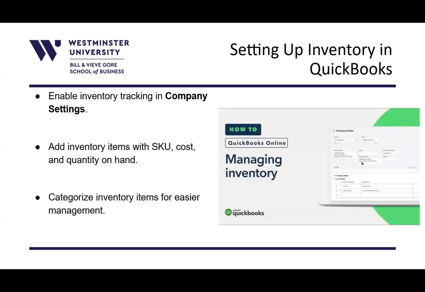To manage inventory in QuickBooks, you have to follow these steps. Enable inventory tracking. You will have to go to settings, company settings, and turn on inventory tracking. You will then have to add inventory items and then categorize these items. This whole setup allows QuickBooks to automatically update stock levels as you make sales and purchases.